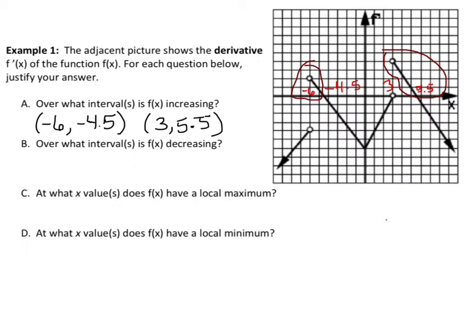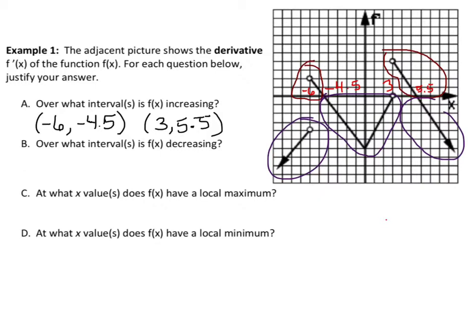So over what interval is the function decreasing? Well, again, let's take a look. It seems that it's decreasing in about this area down here because it's negative here, and it's negative in this general area, and again negative in this area. So those are the areas where it's decreasing because the derivative is negative.